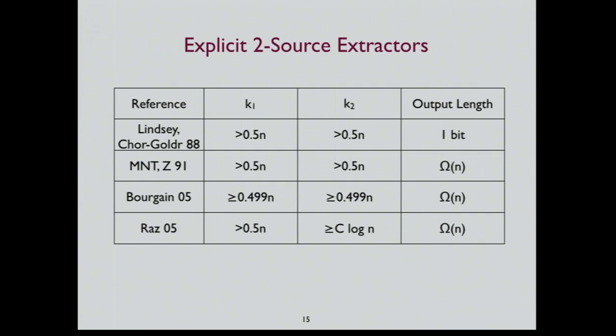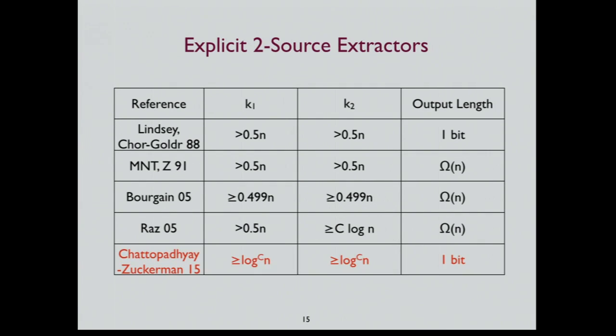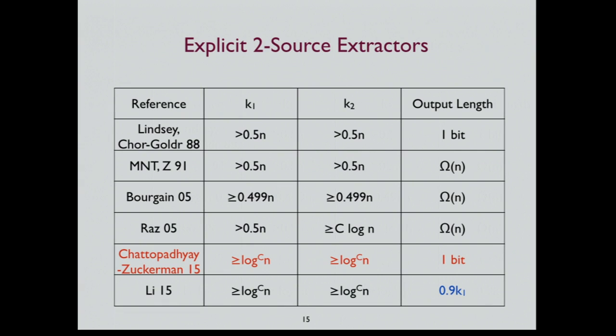So this is sort of what happened before us. We got it down to just polylogarithmic min entropy. And we could extract just 1 bit or maybe a few. But Li showed how to build upon our work and extract most of the entropy out. And this has applications to Ramsey graphs.